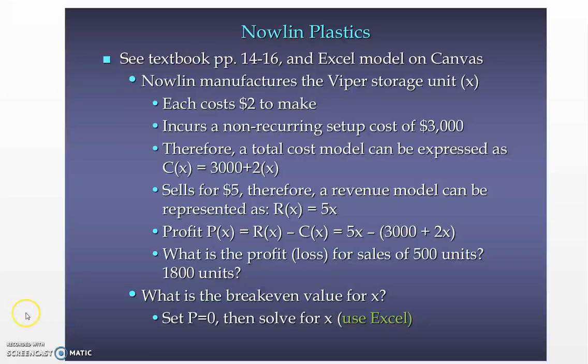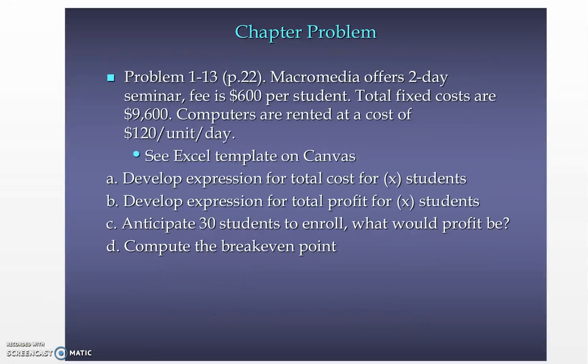The Excel model is on Canvas. Thank you. All right, one more example from the text. This is actually on page 22, problem 1-13. This company Macromedia offers a training seminar. There's fees per student. Fixed costs are $9,600. Computers cost $120 per unit per day. Remember that it's a 2-day seminar.